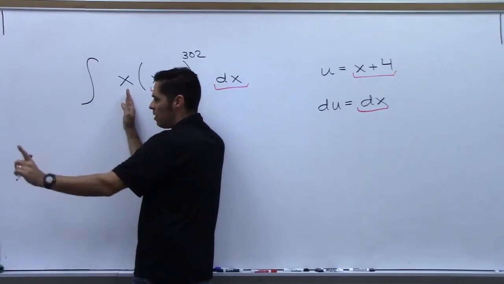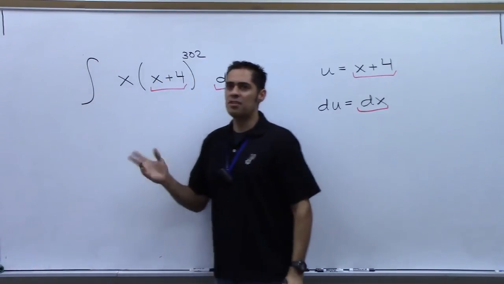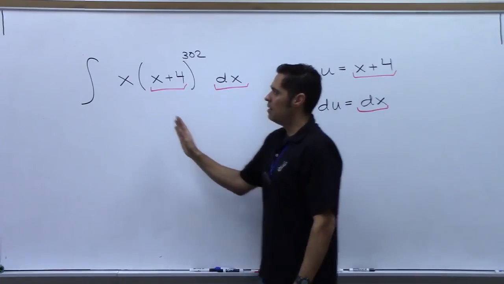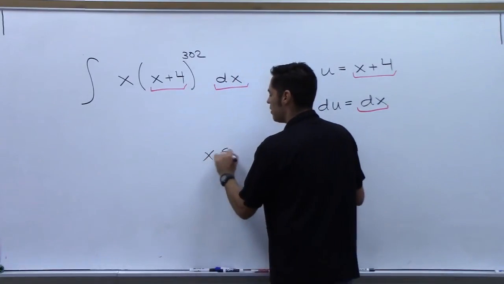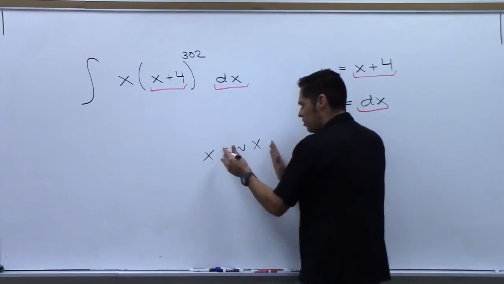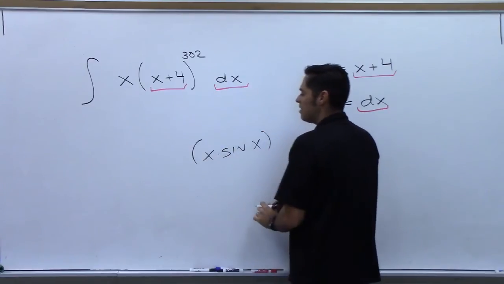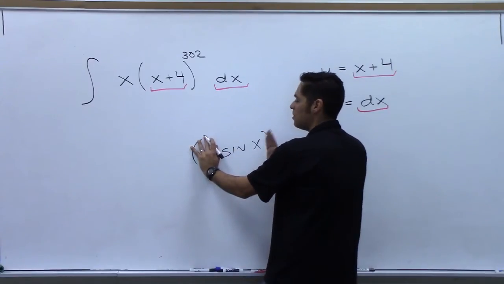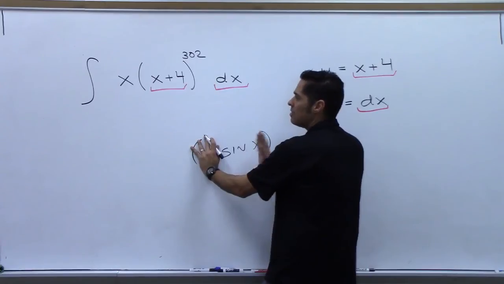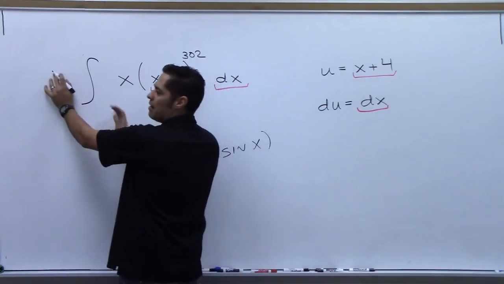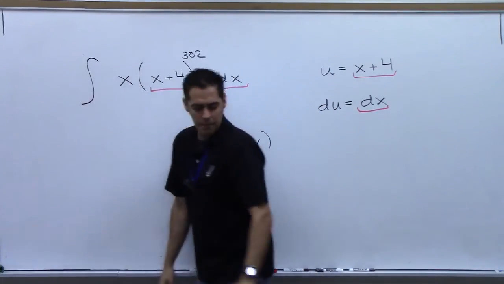I'm glad you mentioned that, because it's just like when you take a derivative. If I was asking you to take the derivative of x sine x, Cal 1, you can't say, you know what, I'm just going to ignore sine x and just do the derivative of x. Same thing with this. You can't just ignore the x and do the antiderivative of what's left.